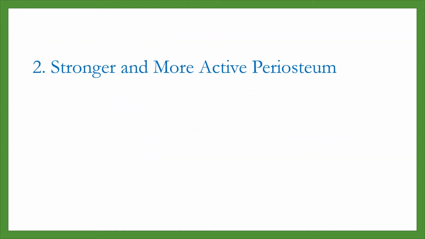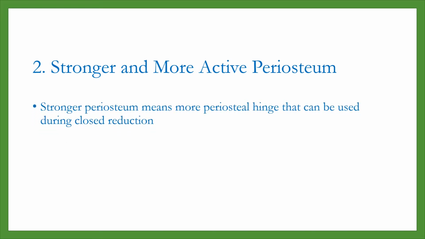2. Stronger and more active periosteum. Stronger periosteum means more periosteal hinge that can be used during closed reduction.